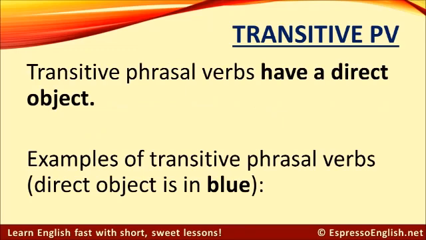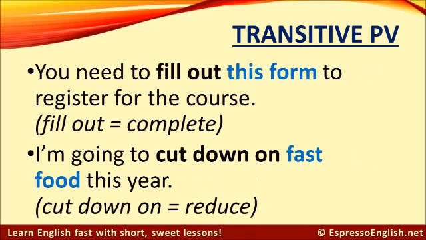Now let's look at transitive phrasal verbs. Transitive phrasal verbs have a direct object. Here are some examples of transitive phrasal verbs. The direct object is in blue. You need to fill out this form to register for the course. Fill out means complete, and this form is the direct object.